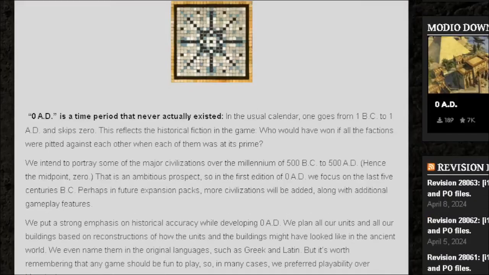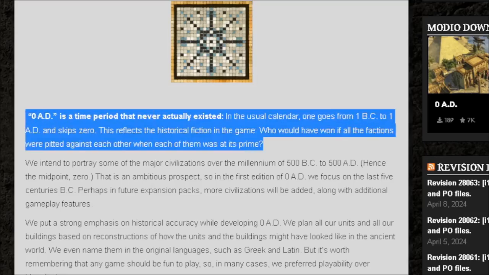0 AD is a time period that never actually existed because, let's continue. In the usual calendar, one goes from 1 BC to 1 AD and skips 0. This reflects the historical fiction in the game. Who would have won if all the factions were pitted against each other when each of them was at its prime? And this is the actual premise of 0 AD.